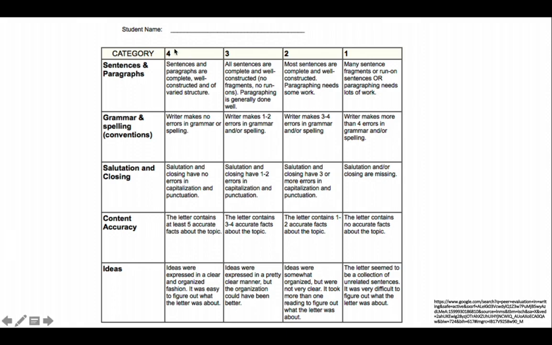So sentence and paragraphs, and we have got 4 points here, grammar and spelling. Do you understand? Those are the things that you need to think about when you are creating the checklist or rubric guides to assess the written texts.